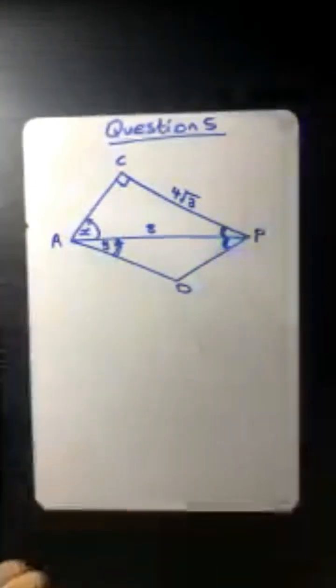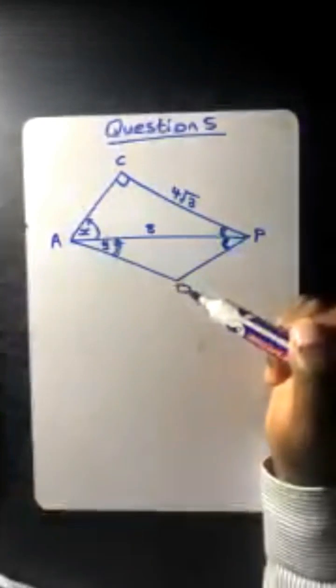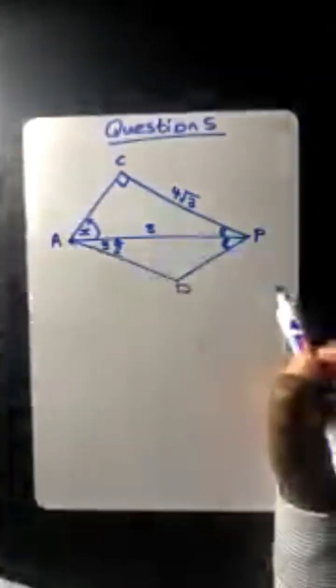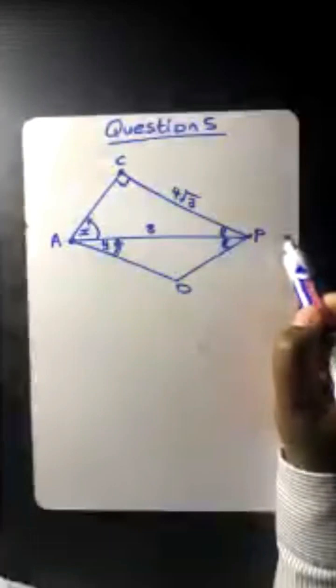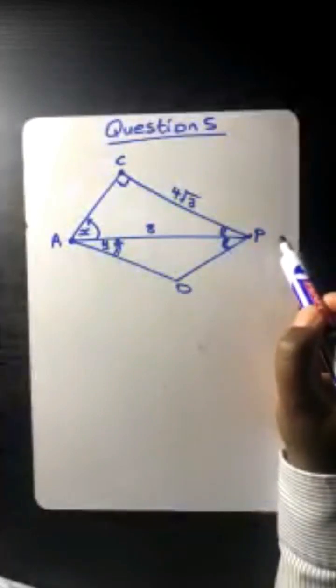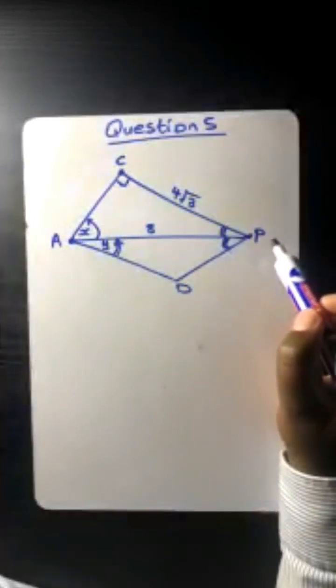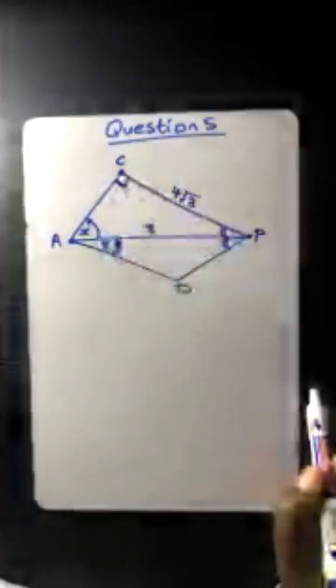ACP. So the moment the examiner says ACP, ask yourself this question: where is A? Okay, there it's A. Where is C? There it's C. Where is P? There is P. Are triangles with angle C being 90 degrees? Yes, I do agree with that statement.